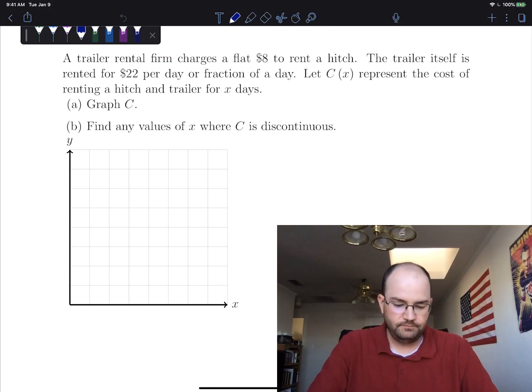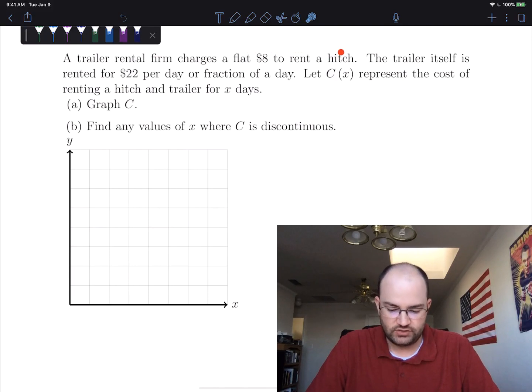Hello. In this video, we want to look at an application. A trailer rental firm charges a flat $8 to rent a hitch. The trailer itself is rented for $22 per day or fraction of a day. Let C of X represent the cost of renting a hitch and trailer for X days.